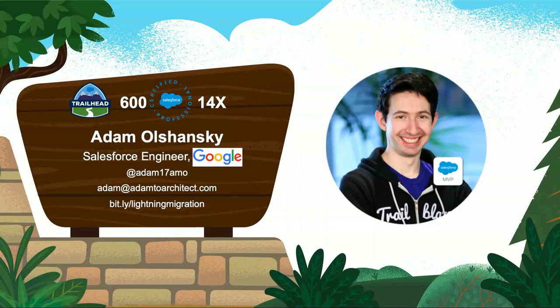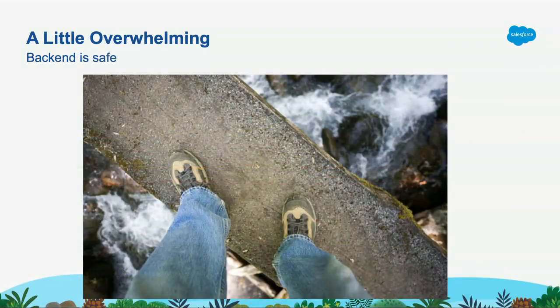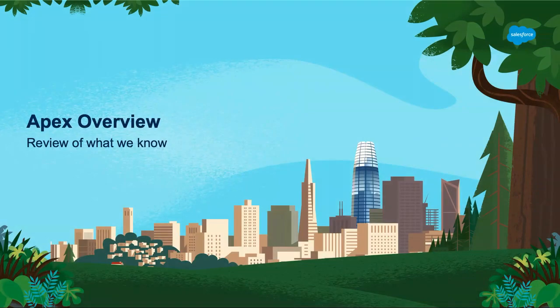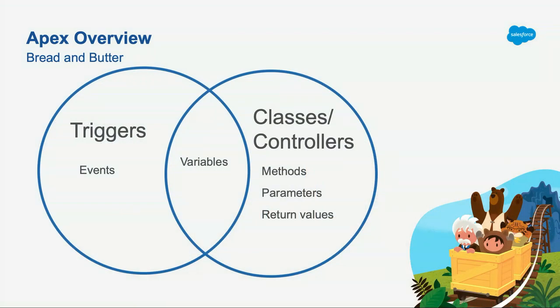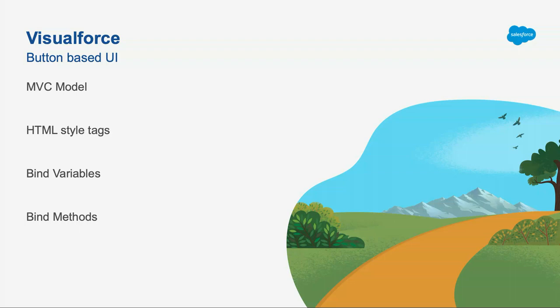So we talked about the forward-looking statement. And back to Apex. Apex has some limitations, maybe a metaphor there. Visualforce, maybe it's a metaphor for Visualforce also. We all know it. We probably don't really love it, but it follows the MVC model. It utilizes HTML-style tags: apex:page, apex:button, apex:pageBlock, et cetera. Bind variables, bind methods. We can reference things in our Apex controller from our UI, the curly bracket bang variable name.